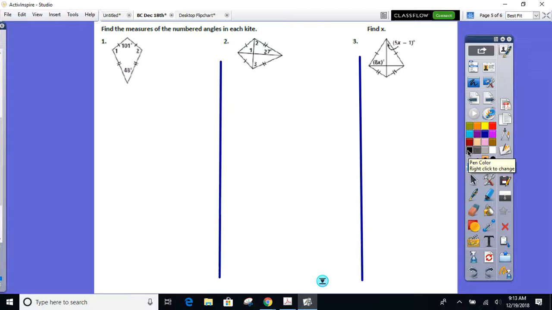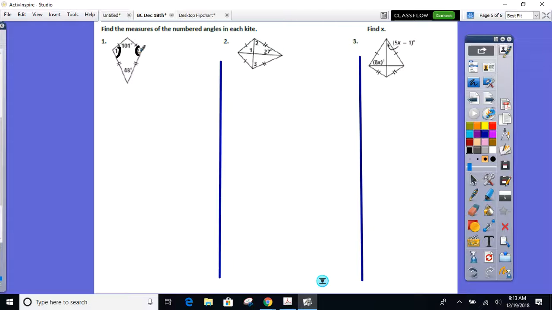Okay, here we go with the kites. Find the measures of the numbered angles. Get the calculators ready. Looking for angles 1 and 2. Before we find angles 1 and 2, any fact about angle 1 and 2? This is a kite. They are congruent, because take a look, they're formed by the two non-congruent sides. So 1 and 2 are congruent. All right, how does that help me, though?